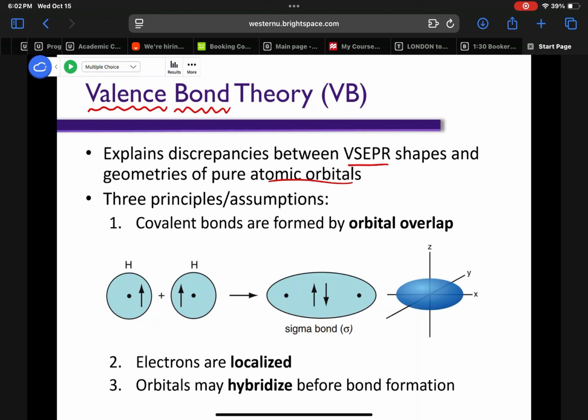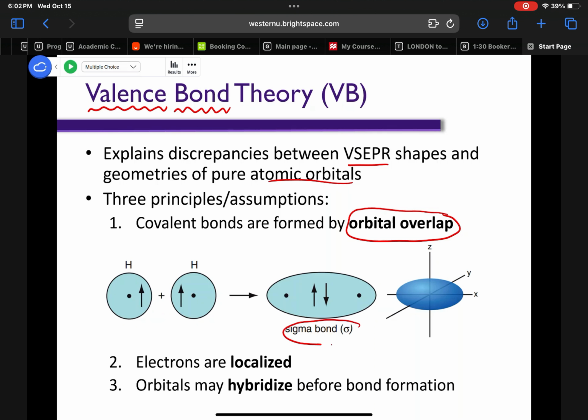So some principles here. Covalent bonds are formed by orbital overlap. So what we do is, let's imagine we had a 1s orbital from hydrogen and another hydrogen atom with an electron in a 1s orbital. If we want to form a bond between this hydrogen atom and that hydrogen atom, we bring them in close proximity and the 1s orbitals overlap, and that forms a bond, a single bond. And because the overlap happens between the two nuclei on axes between the nuclei, we call it a sigma bond.